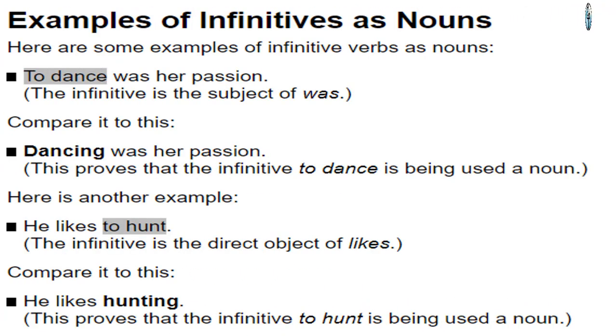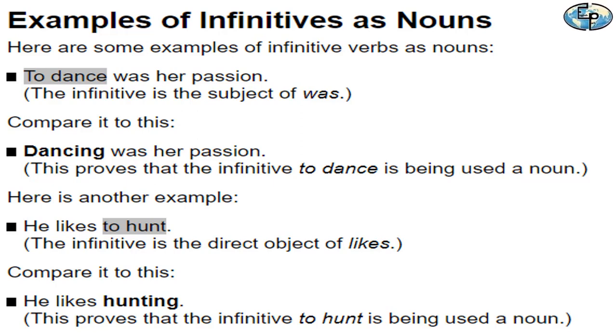Examples of infinitives as nouns. Here are some examples of infinitive verbs as nouns. To dance was a passion. The infinitive is the subject of was. Compare it to this: Dancing was a passion. This proves that the infinitive to dance is being used as a noun.